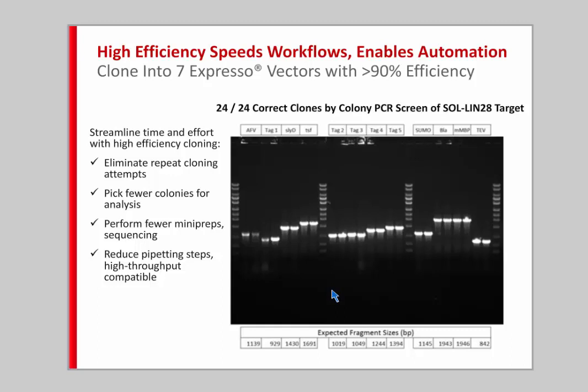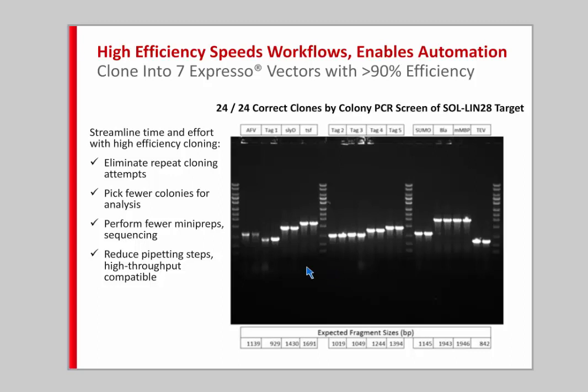And again, the cloning is highly efficient. So as shown here, we have 24 clones, colony PCR screened from Lin28 being cloned into the pSOL vectors, which are in the kit. And all of them were the correct clone. So again, this is what we usually see at Lucigen when we use this cloning method internally.